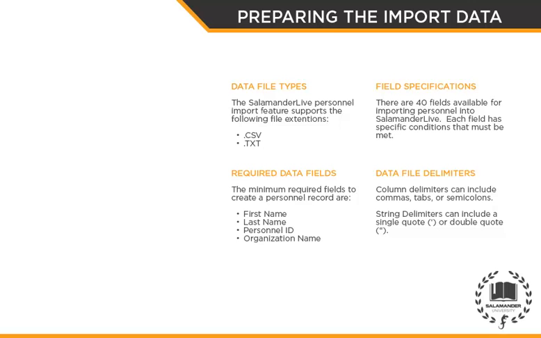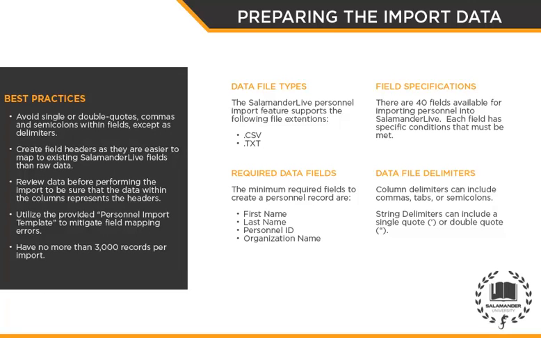For the best possible import output, here are some best practices to consider. Avoid single or double quotes, commas, and semicolons within fields, except as delimiters. Create field headers as they are easier to map to existing SalamanderLive fields than raw data. Review data before performing the import to be sure that the data within the columns represents the headers. For example, if somehow the column for a phone number shows text instead of numbers, the import wizard will discard that information. Utilize the provided personnel import template to mitigate field mapping errors. And lastly, have no more than 3,000 records per import.